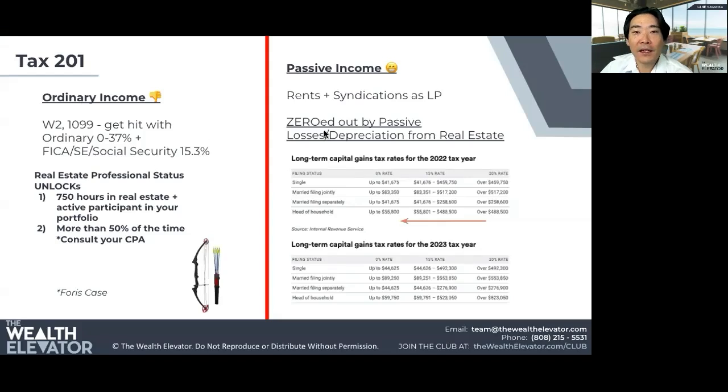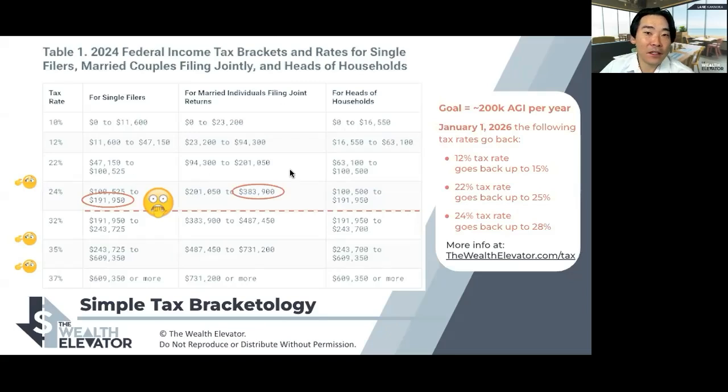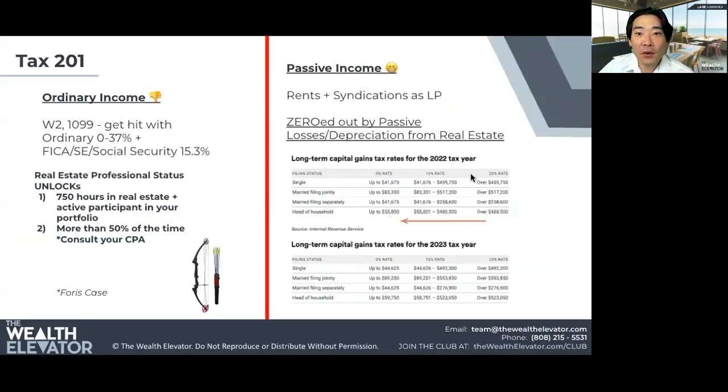Okay, so expanding on a couple of new concepts here, passive income on the right-hand side. Again, you can knock out your passive income with passive losses or depreciation from real estate. The long-term capital gains, we talked about that. The lower you drive your income downward, the less you pay, obviously, but also you can lower your long-term capital gains down to even lower levels, as you can see here.